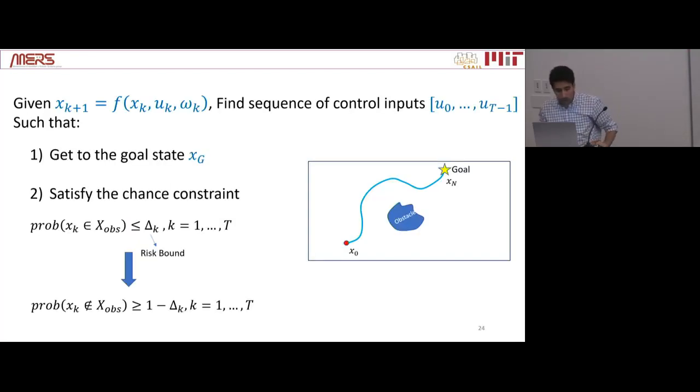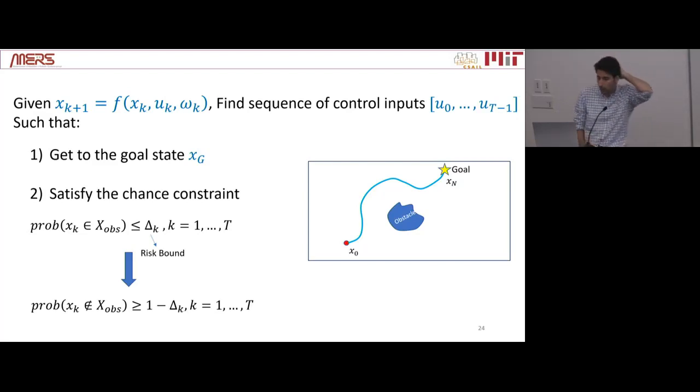Now, in risk-bounded motion planning, we are looking for a sequence of control inputs such that we drive a robot to a goal region with respect to these chance probabilistic constraints. We want to bound the probability of collision with an obstacle by a given delta k risk bound. Or equivalently, we want to make sure that the probability of success, the probability of remaining in the safe region, is greater than 1 minus delta k. We know how to deal with deterministic constraints. But here we want to see how we can actually evaluate these probabilistic constraints.